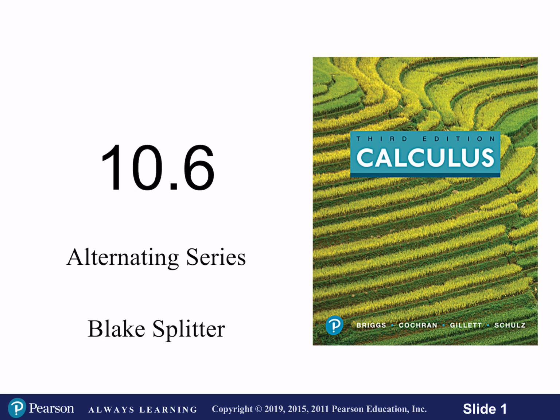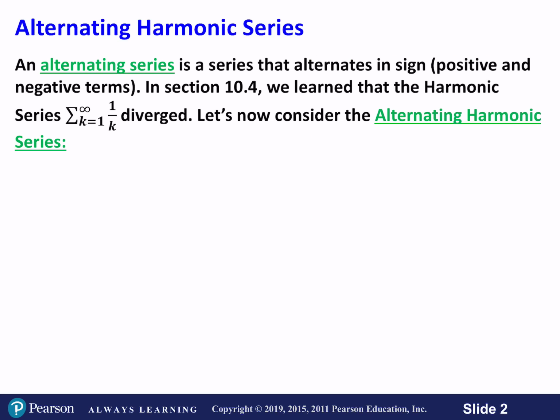And the alternating series helps us to capture some of that lag. So in this section, we're going to be learning how to deal with certain series that have alternating terms. In particular, let's consider the alternating harmonic series to start. So remember that an alternating series is a series that alternates in sign. And so it has positive and negative terms.